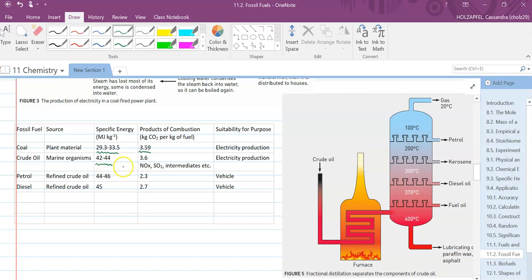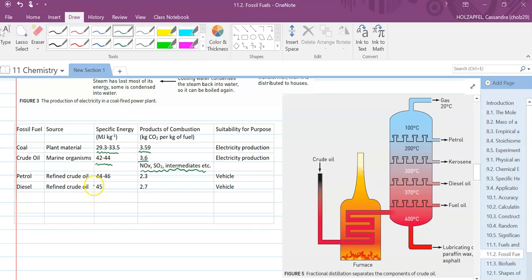But if we do that, yes, it does produce quite a lot of carbon dioxide, which is not great, but it also produces a lot of other compounds because it's got a lot of different things in there. So it produces NOxes, it produces things like sulfur dioxide, and it produces those intermediate compounds such as soot that are not completely burnt, or even things like carbon monoxide when there's not enough oxygen available to burn.